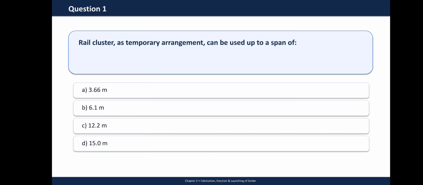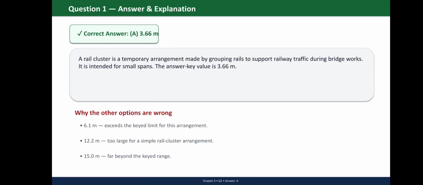3.66 meters, B. 6.1 meters, C. 12.2 meters, D. 15.0 meters. Correct answer is A. 3.66 meters. Explanation. A rail cluster is a temporary arrangement made by grouping rails to support railway traffic during bridge works for small spans up to 3.66 meters.